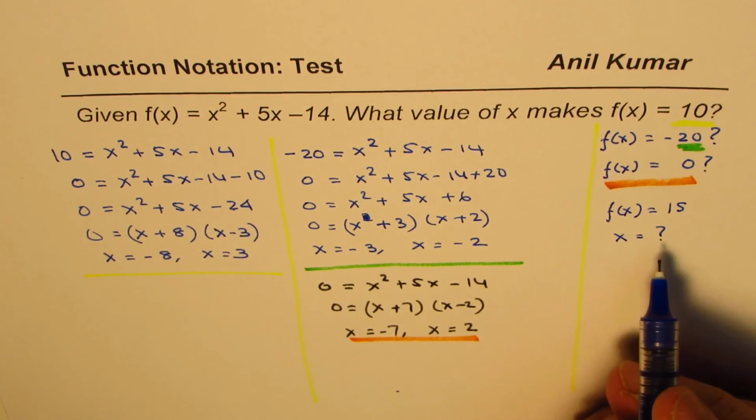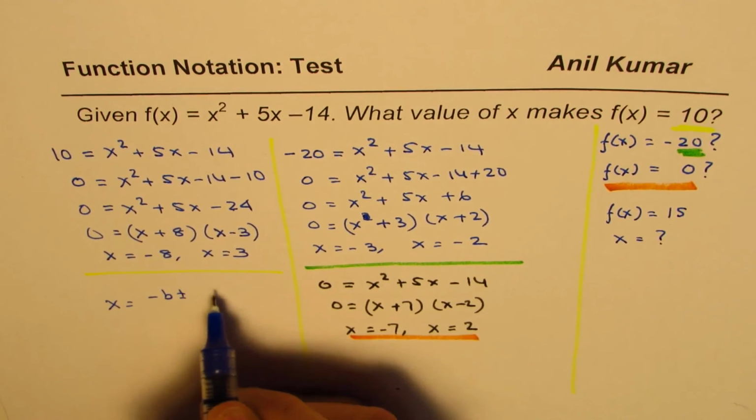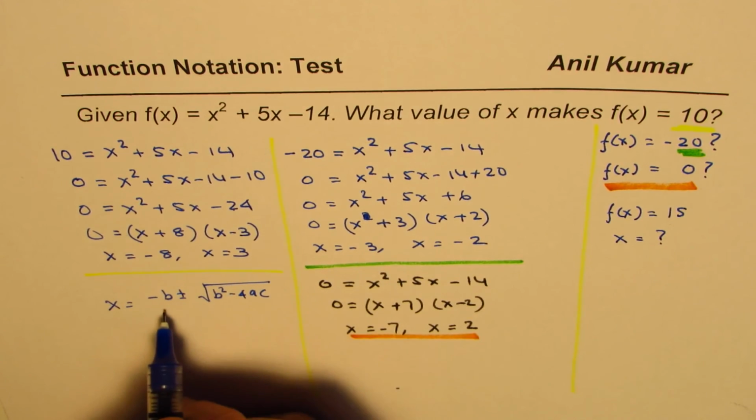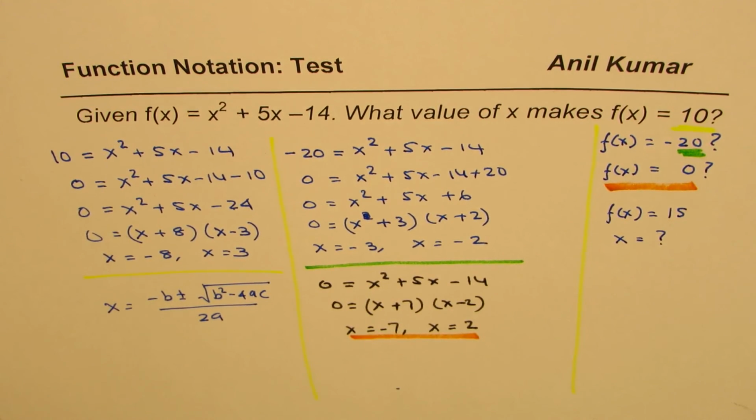You can at times use the quadratic formula, where x equals minus b plus or minus the square root of b squared minus 4ac, over 2a. You may be required to use this formula at times.